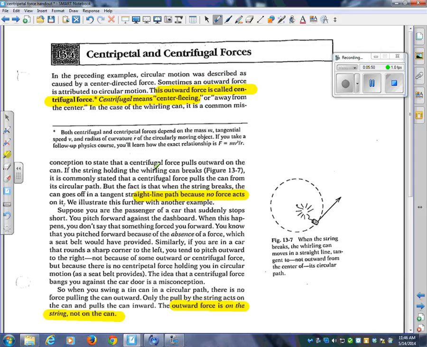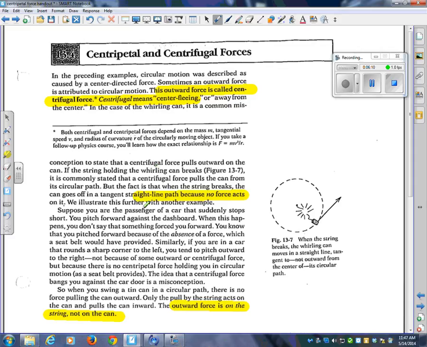If the string holding the whirling can breaks, it's commonly stated that a centrifugal force pulls the can from its circular path. Not true. The fact is that when the string breaks, the can goes off in a tangent, straight-line path because no force acts on it, right? Because an object in motion stays in motion. We illustrate this further with another example.